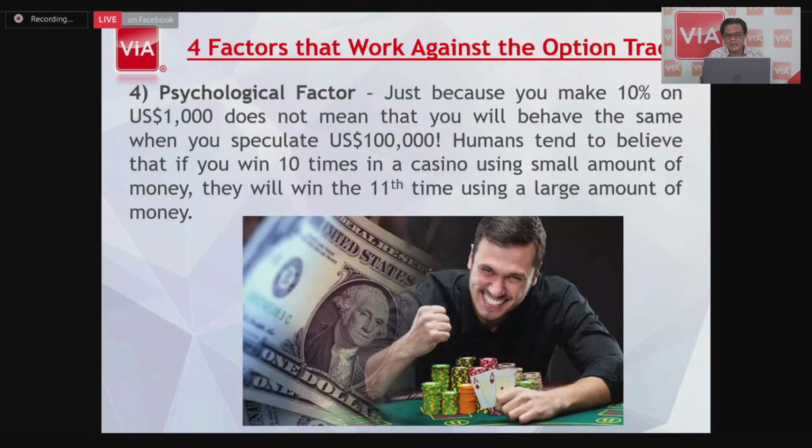Now, number 4, there is a psychological factor which is very hard to explain. It's like what I've said. Just because you make 10% using $1,000 doesn't mean that you'll be able to make 10% on $100,000, because human beings, when they gamble, as you put up a higher stake, you feel differently. So these are the 4 things that work against the option buyer.